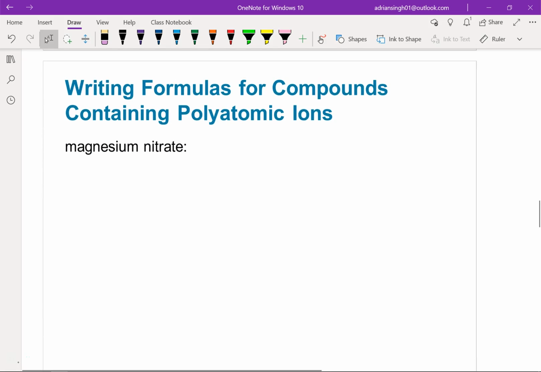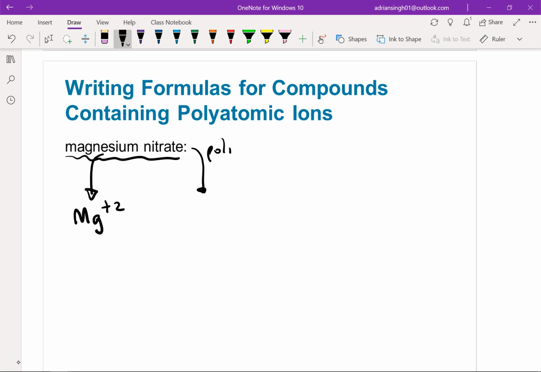So for example, if you're given the name for a compound magnesium nitrate, right, we need to write the formula for this. So we've already seen magnesium before, right? Magnesium is Mg, and we know that magnesium is in group 2, so its charge is always going to be positive 2. Now you need to know nitrate, right? This is a polyatomic ion. You have to be able to recognize the name and the formula together with the charge.